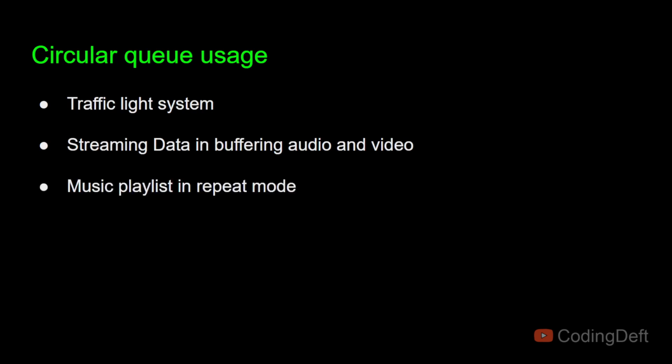The next example is a music playlist in repeat mode. Let's say you have 10 songs in the playlist. When you finish the 10th song, you want the first song to be played again. Then we can use a circular queue to implement a music playlist which is in repeat mode.